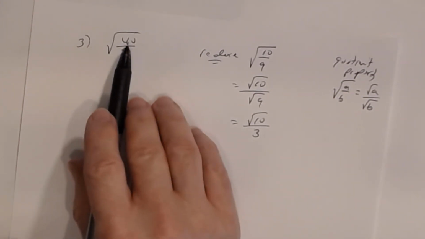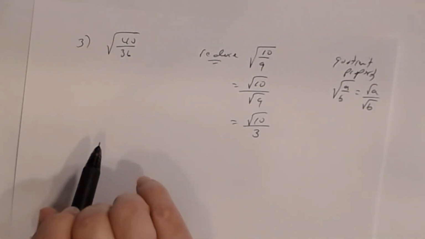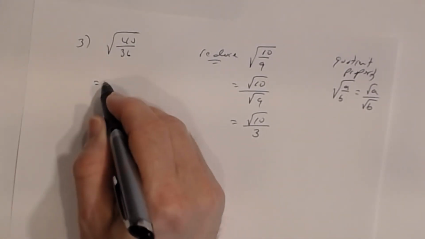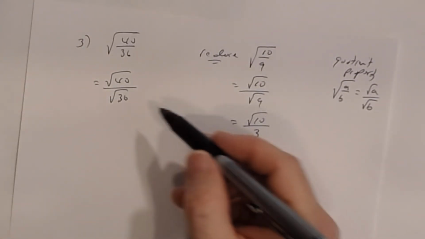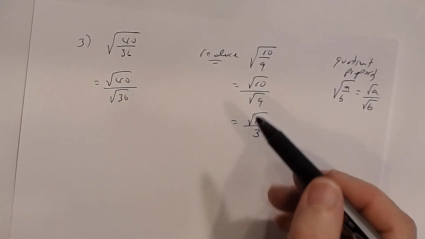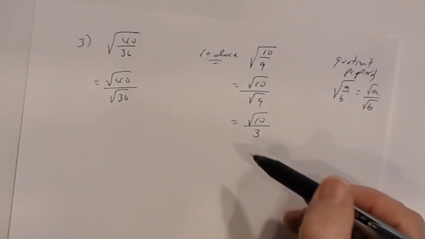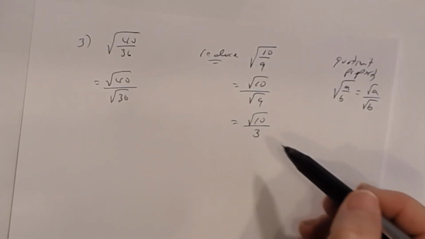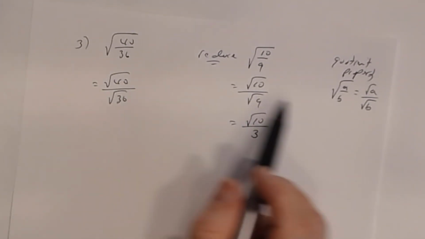Someone else may not have seen that you could reduce the 40 and 36. Someone else would have left it like this for right now. Okay, that's fine. Let's see what happens. I want to show you something. So you see the different paths that you can take. It's important that you learn all the different ways of coming up with an answer. So if I do it this way, again I use the quotient rule.